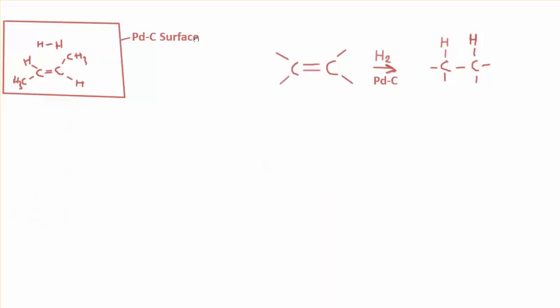In order to reduce an alkene to an alkane, you have to use H2 gas along with a metal catalyst, for example, the palladium carbon catalyst. How this works is both the alkene and the hydrogen gas sit on the surface of the metal. The hydrogens then add via syn addition to create the alkane.